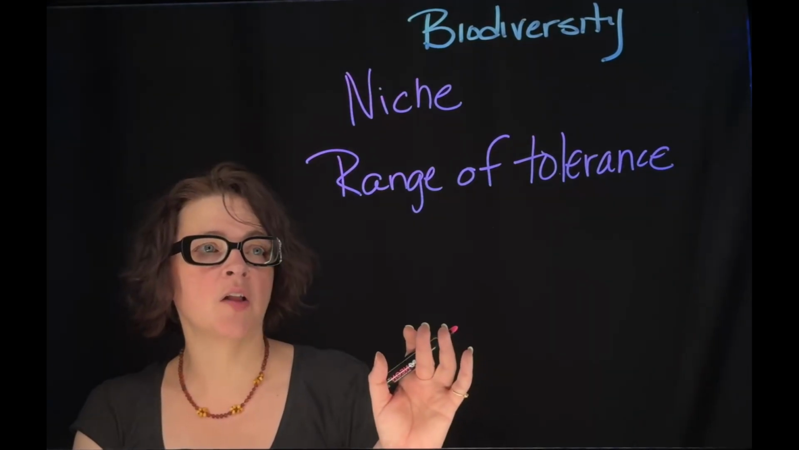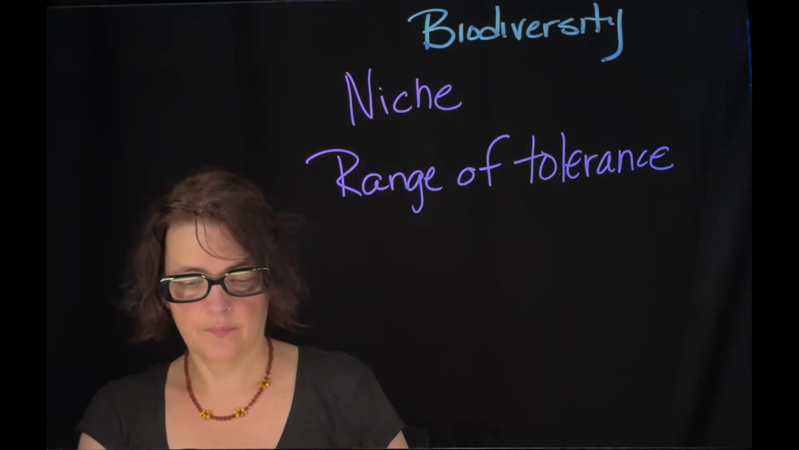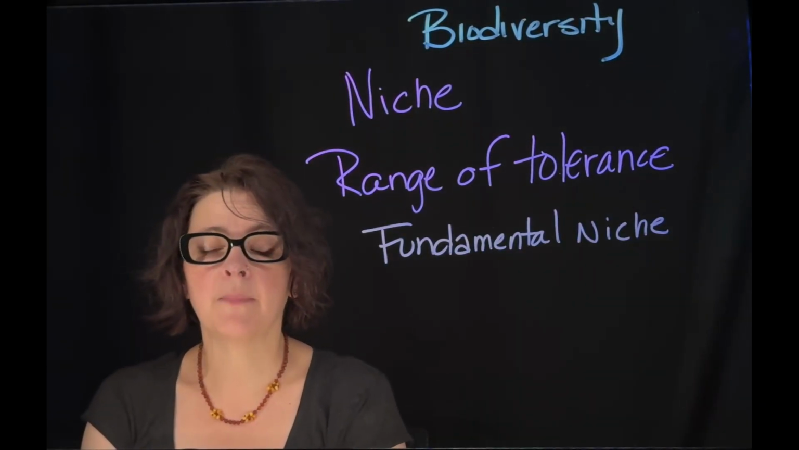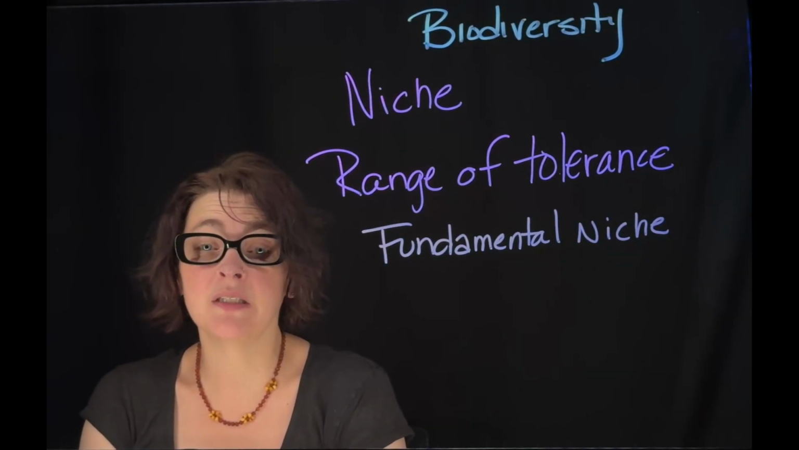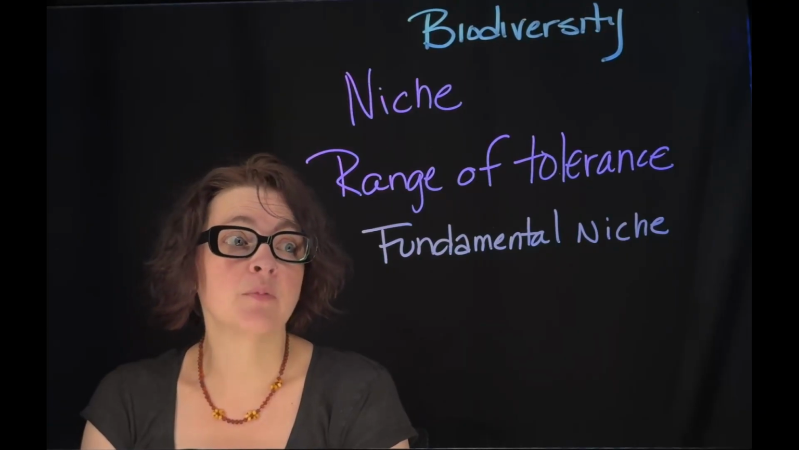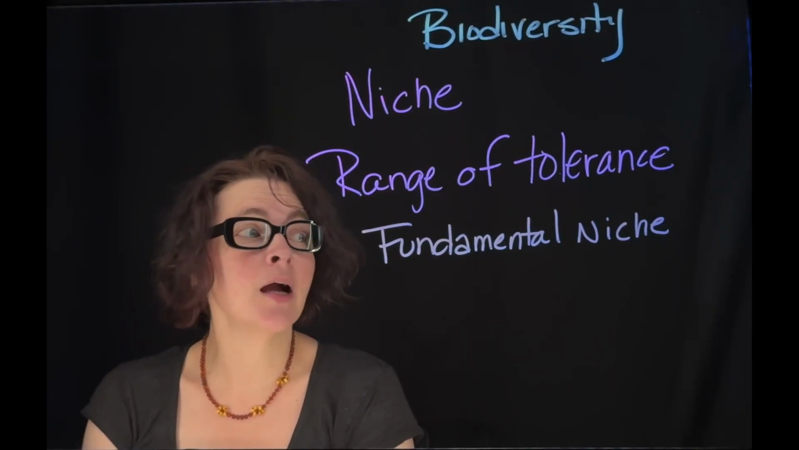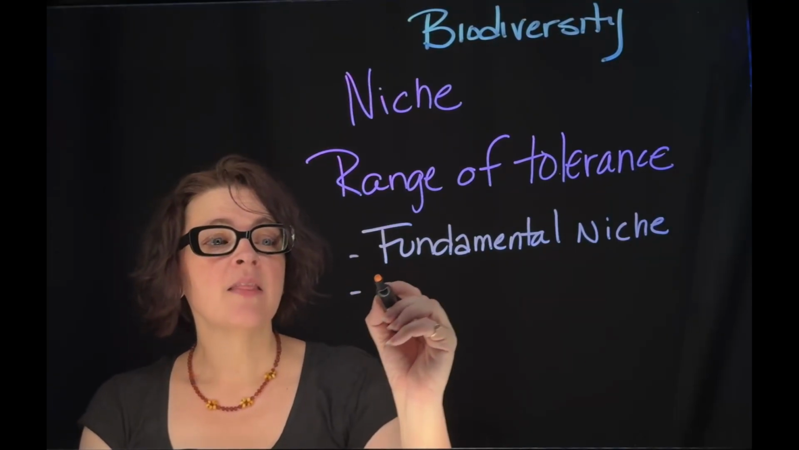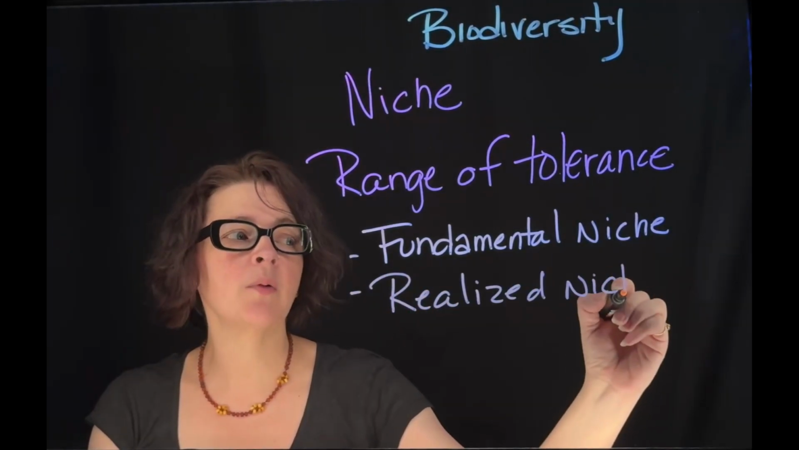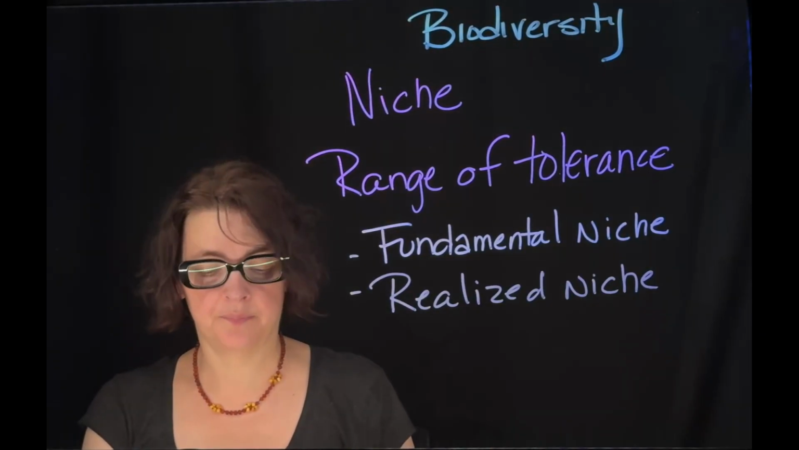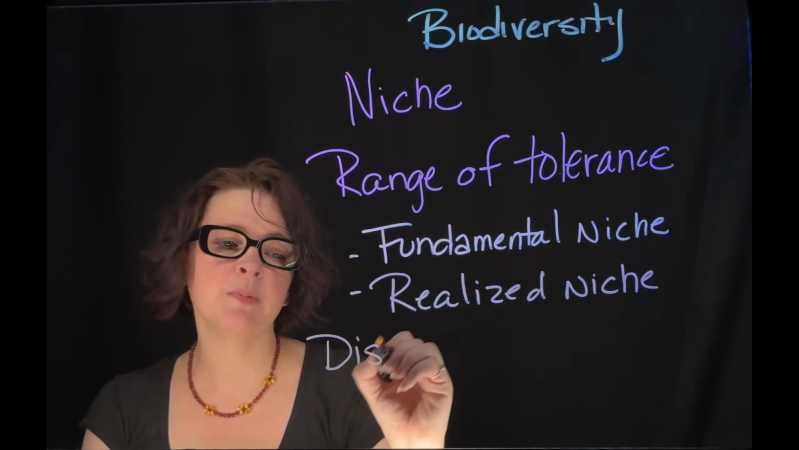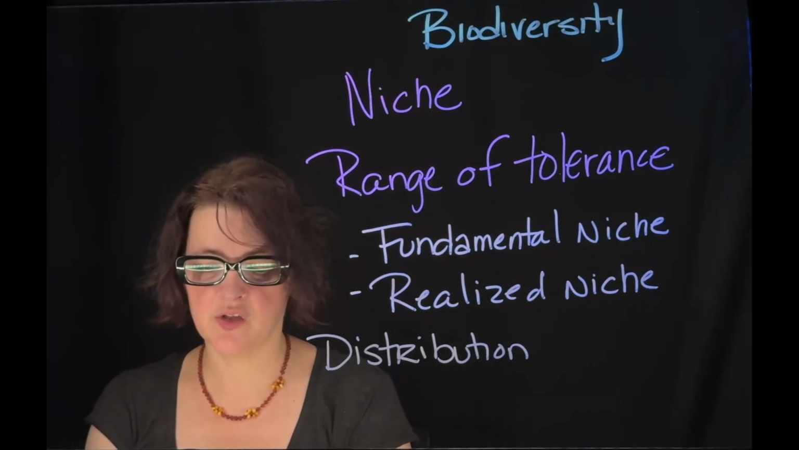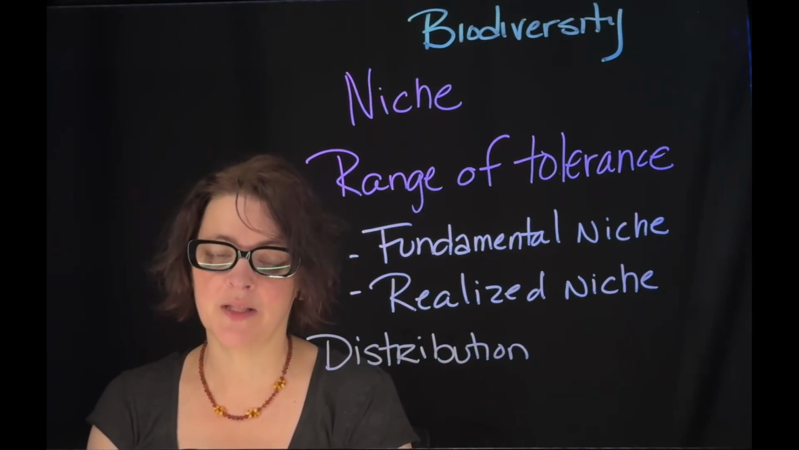When looking at range of tolerance, we can look at the fundamental niche. This is essentially the textbook definition of where that species could potentially live. Just because it is textbook does not necessarily mean the species actually lives there. So that's the fundamental niche. The realized niche is where we're actually going to be finding that organism. So then we can look at the distribution of that species and where is that species distributed through that fundamental niche. And that is where the realized niche comes into play.